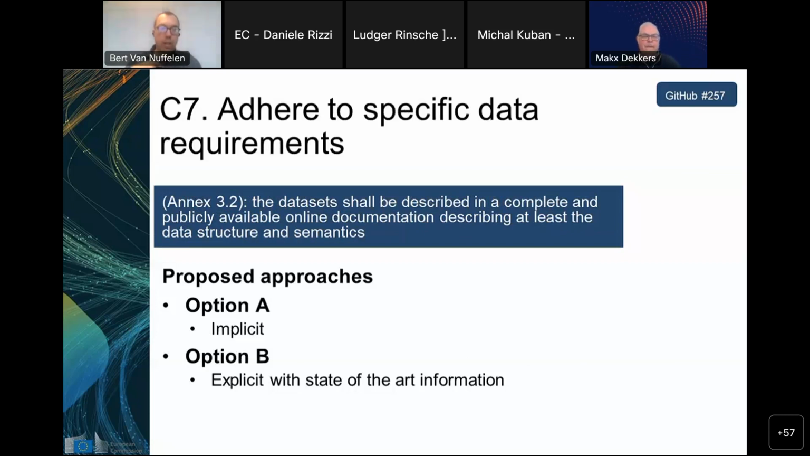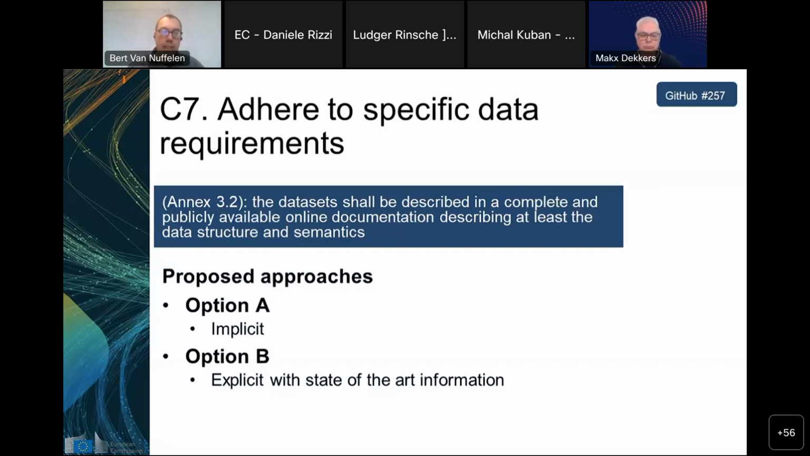There are a lot of discussions on GitHub on this one, and I maintained only two options out of the three to be discussed, and I make a proposal to go for option B. Option A is to be implicit, relying on the data being well annotated, and to say it complies to the specific data structure requirements specified in the legislation. Option B is to be more explicit: wherever possible, you point towards the data structure information, to make that more visible.